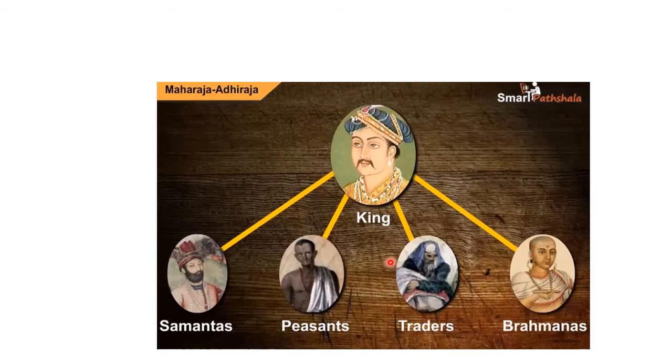They also had to take the support of the peasants because they are the ones who are going to give them revenue, the traders and the Brahmins. Okay, so he had to take help of all these four people in order to rule the kingdom. Okay, so these were the Samans who took help from Samantas, peasants, traders and Brahmins.